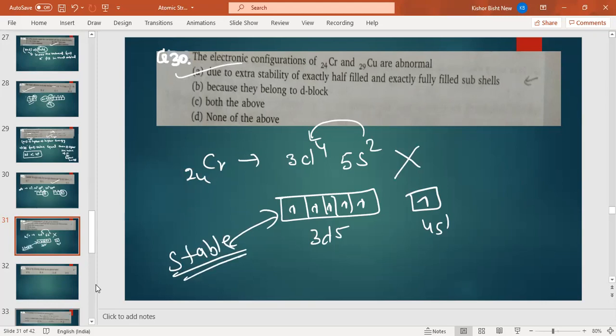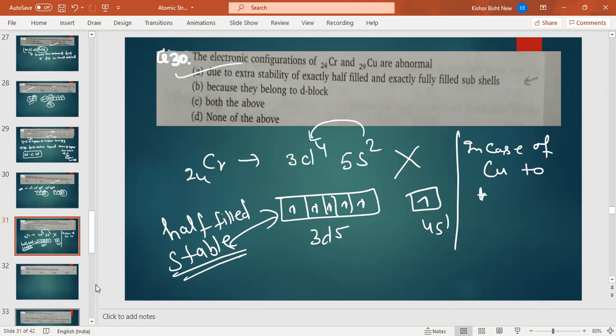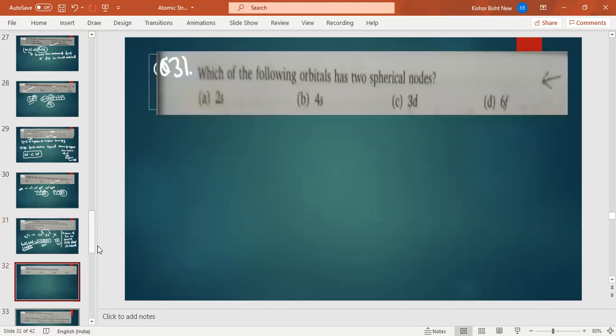Okay, for the half filled orbital, due to extra stability, exactly half filled and exactly full filled. And in the case of Cu, to make a fully filled d orbital. Here the half filled is stable. Okay, come to the next.